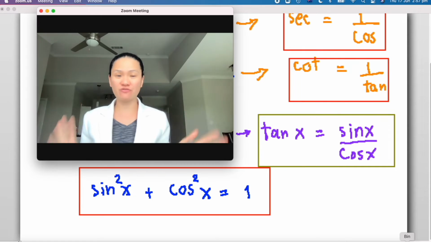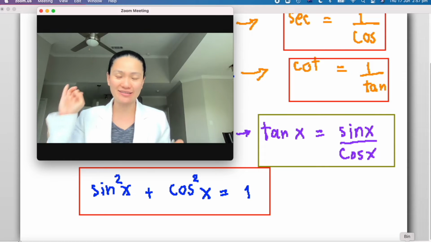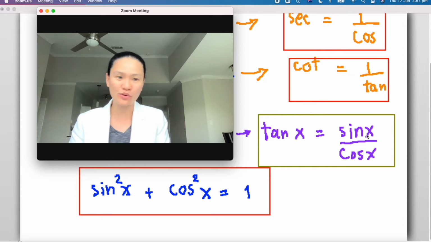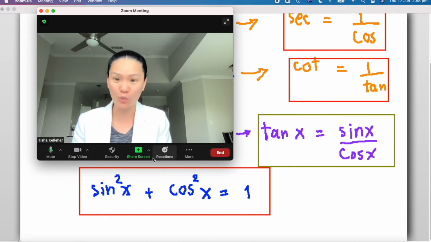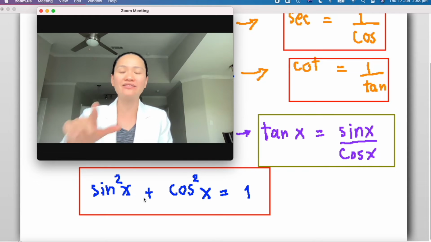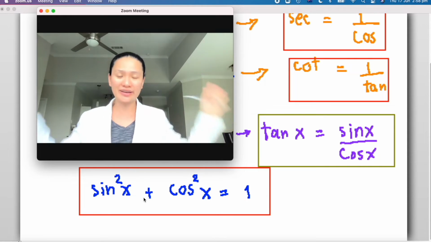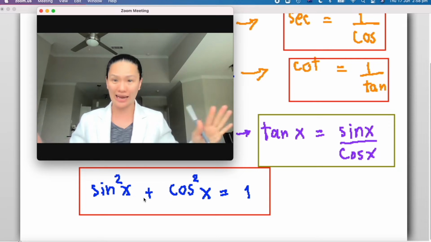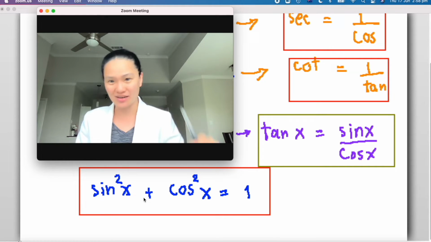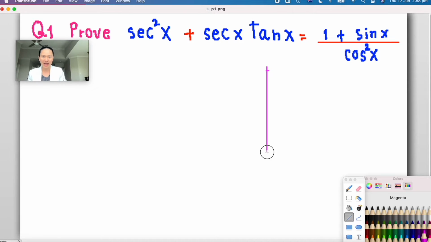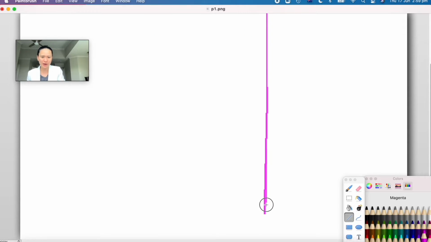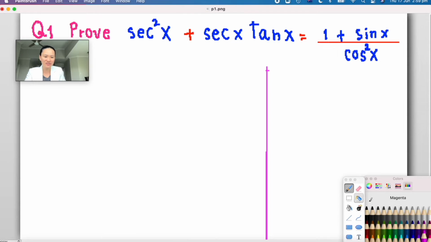For all of these formulas, sine, cosec, sec, cos, tan, and tan x equals sine x over cos x, and another one, sine x squared plus cos x squared equals 1, you need to understand all of them, and we're going to apply them in our question right now. How about we apply all the rules here? I'm going to write down our rules super quick here. Let's go together step by step. Okay. Which one that we just learned?